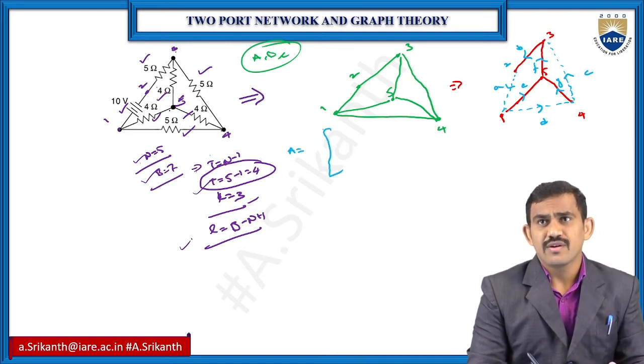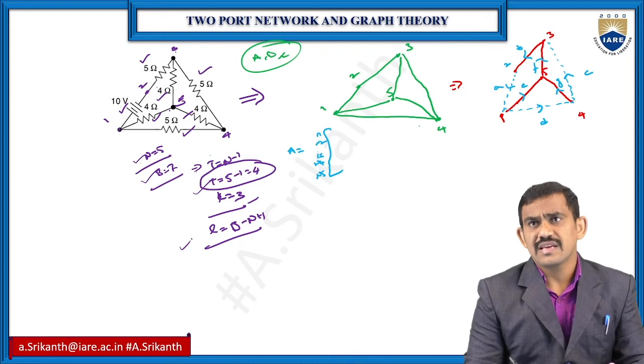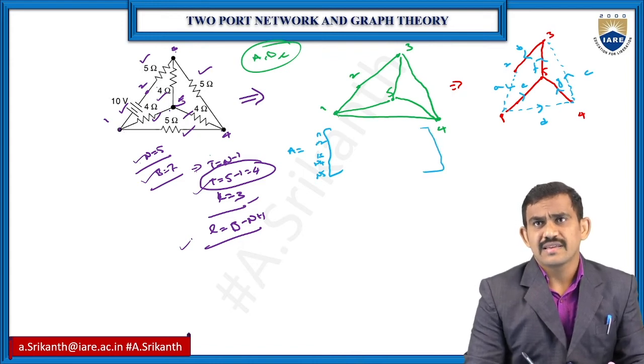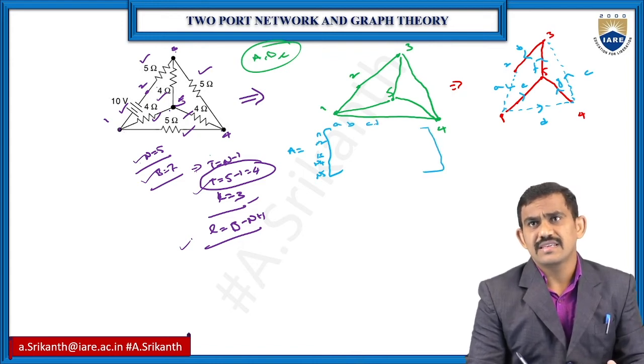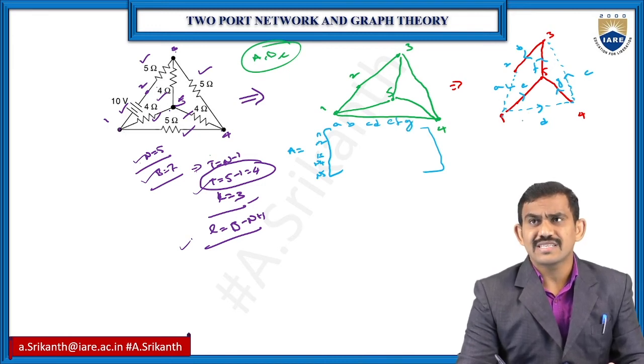So how many nodes do we have? N1, N2, N3, N4 and N5, five nodes. Then branches A, B, C, D, E, F, G. At node 1, how many branches do we have? We have three branches: A, D, and E.